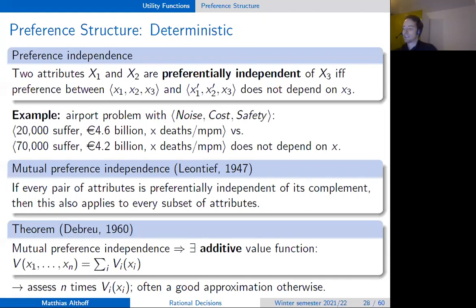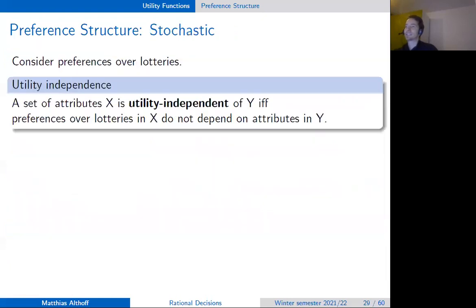The difference now is that we're not talking about prizes, but about lotteries. Let's say there are all these betting things for football or sports, and different companies offering that. You want to make a choice which lottery you want to play.